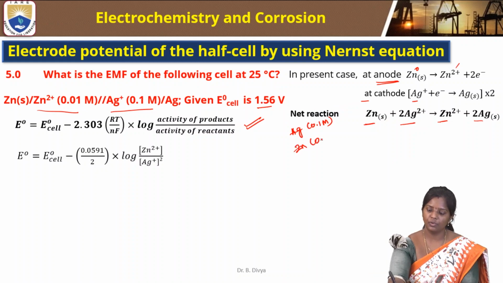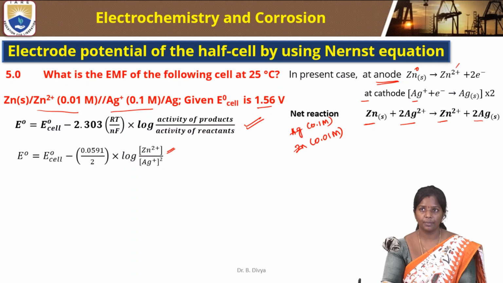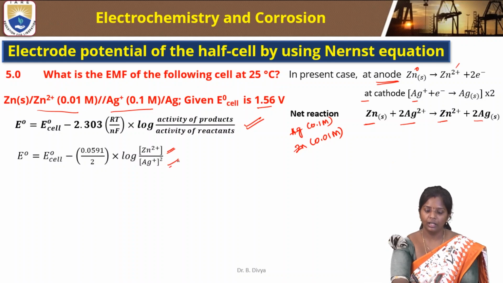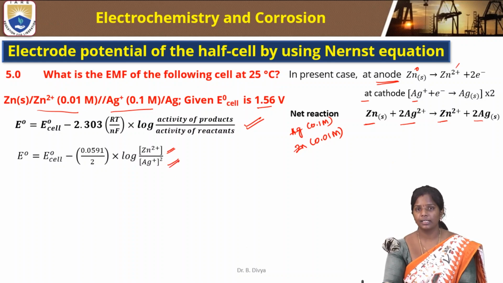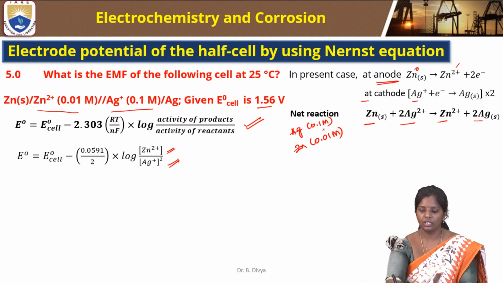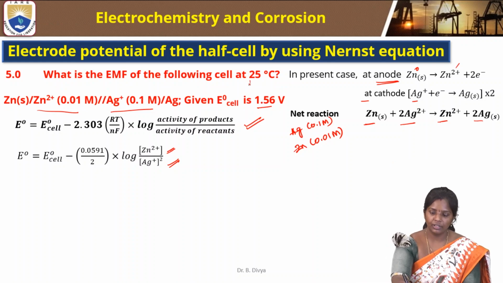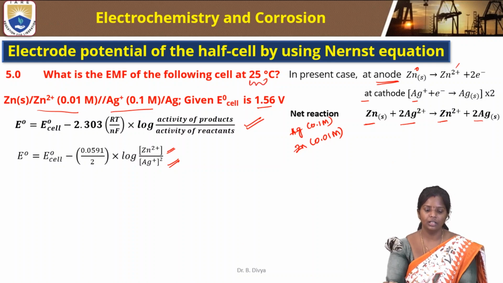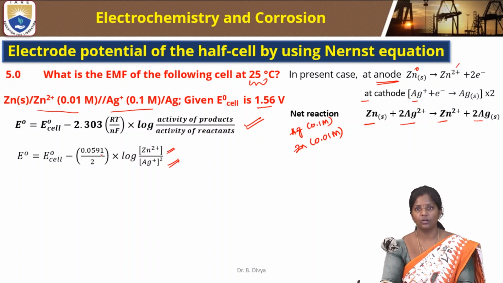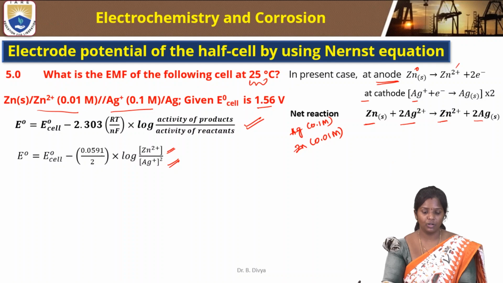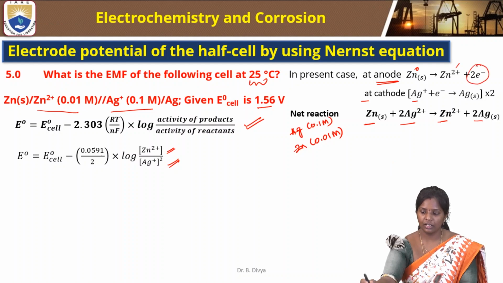Zn is 0.01 molar. So the product is zinc plus 2 ions, and the reactant is silver ions. So we substitute these concentrations in the activity or the concentration column, because they have already given 25 degrees centigrade. We can use this formula, 0.0591 by 2, because 2 electrons are involved here.